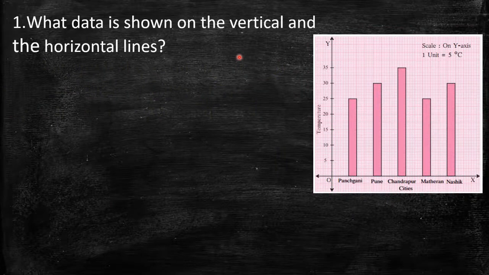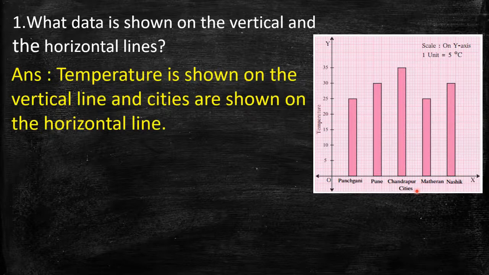So question number 1. What data is shown on the vertical and the horizontal line? So here you can see on this vertical line temperature is given, and on the horizontal line cities are written. So the answer is temperature is shown on the vertical line and cities are shown on the horizontal line. So like this you will write the answer.